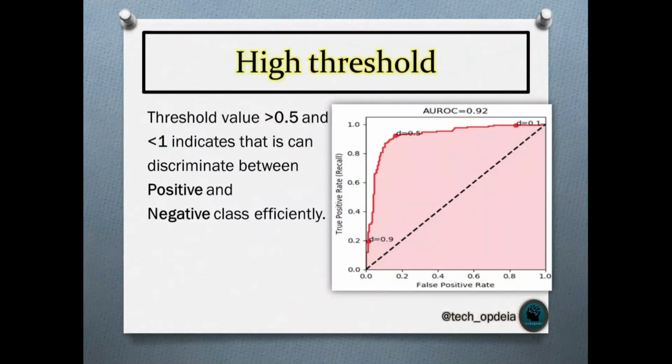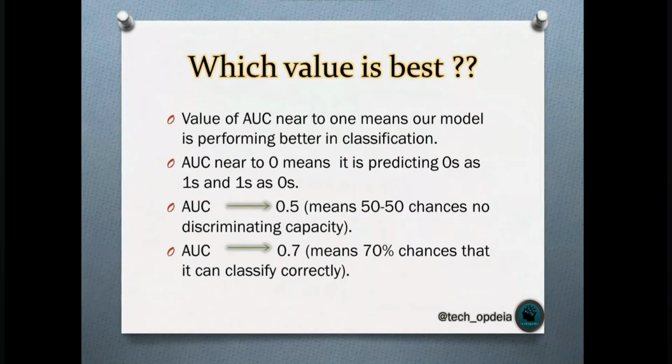If your value lies between 0.5 and 1, it indicates that it can efficiently discriminate between positive and negative class. Now you might wonder which value of threshold is best for our model. Value of AUC near to 1 means our model is performing better in classification. Value near to 0 means it is predicting opposite values, meaning it predicts 1 for 0 and 0 for 1.